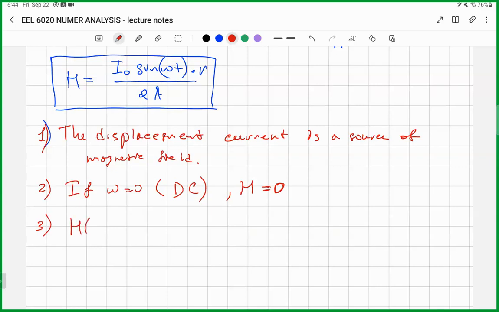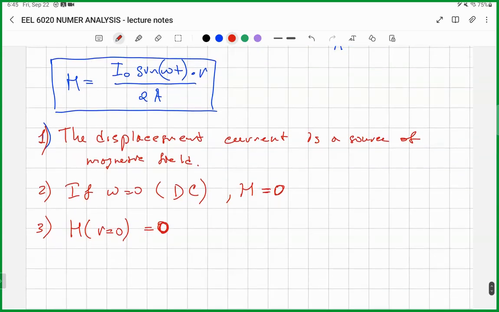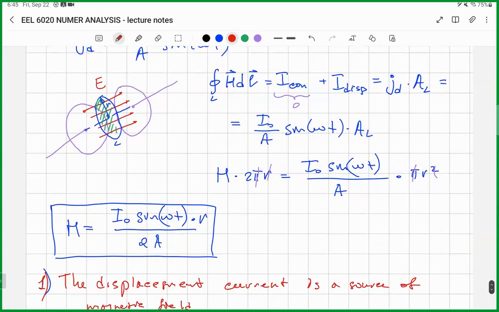And third, if R is equal to zero, so in the center of capacitor, the magnetic field also equal to zero. So in the center of capacitor, the magnetic field equals zero, and changes its sign, right? If R is positive, meaning I go above this central line, the magnetic field is positive, meaning the vector of magnetic field points in one direction. When I go down, R becomes negative, so the magnetic field points in the opposite direction.